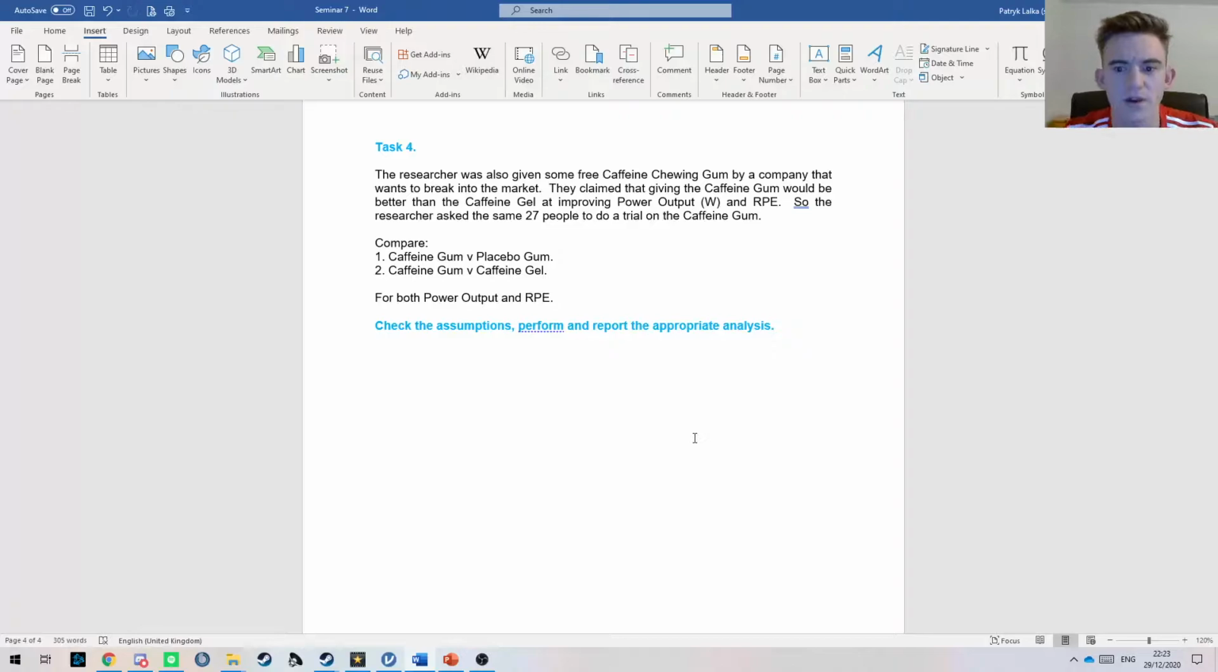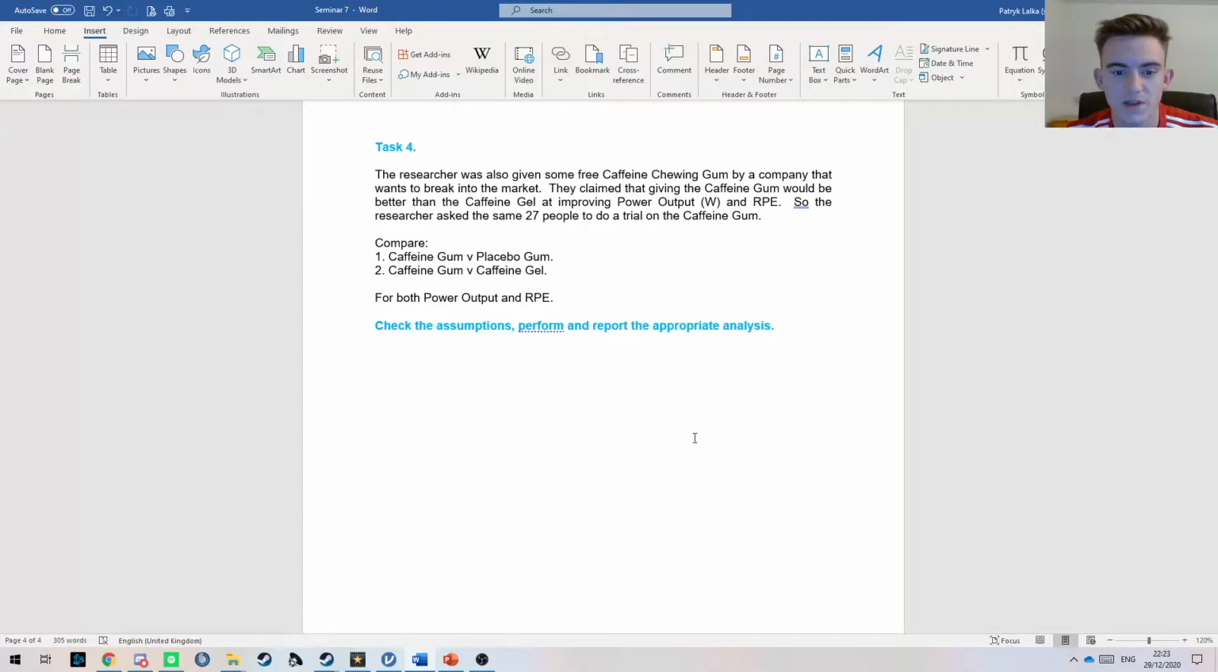So in this example here, the researchers are given some free caffeine chewing gum by a company that wants to break into the market. They claim that giving the caffeine gum would be better than caffeine gel at improving power output and RPE. So the researcher asked the same 27 people to do the trial on the caffeine gum.